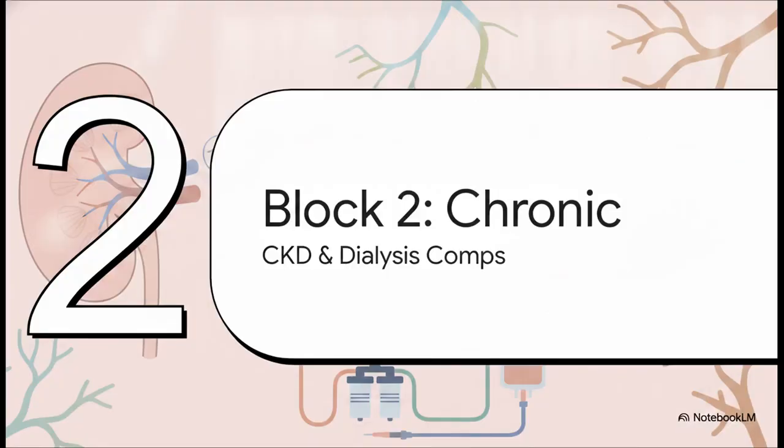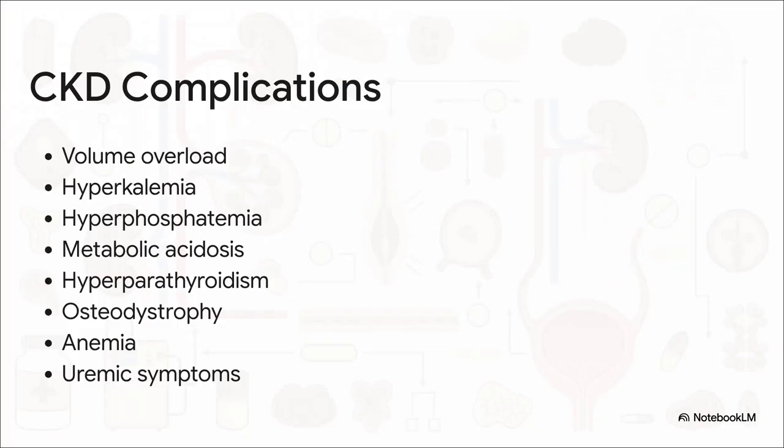Moving right along to Block 2, let's map out chronic kidney disease and the complications associated with end-stage renal disease. Think of chronic kidney disease as a systemic failure to excrete. The body just stops clearing out the garbage. This means reduced excretion of potassium, phosphate, acid, and fluid, right alongside a drop in erythropoietin production. Because of this, these patients are super prone to volume overload, hyperkalemia, and metabolic acidosis.